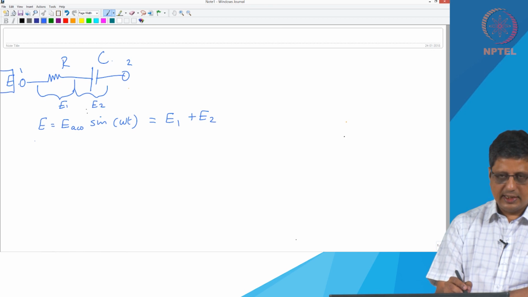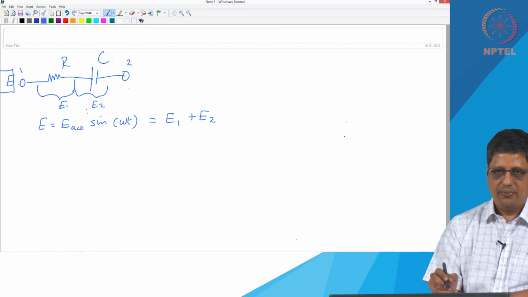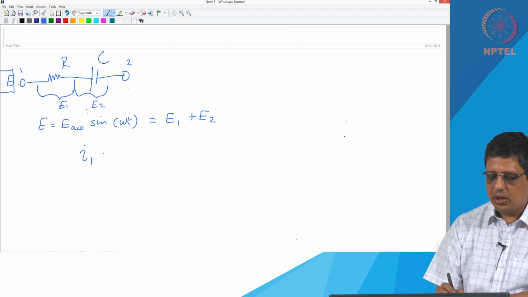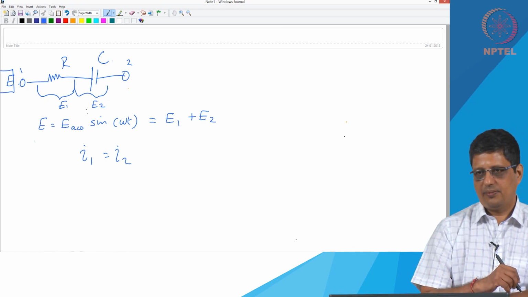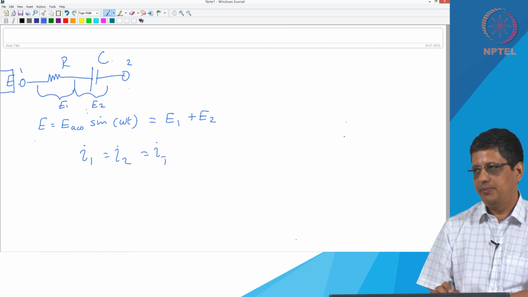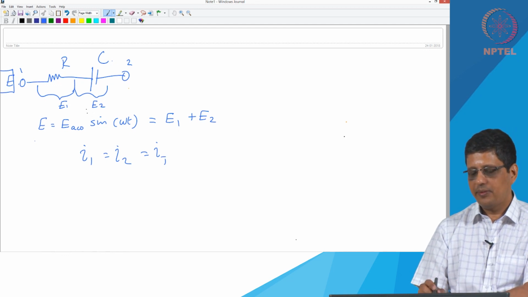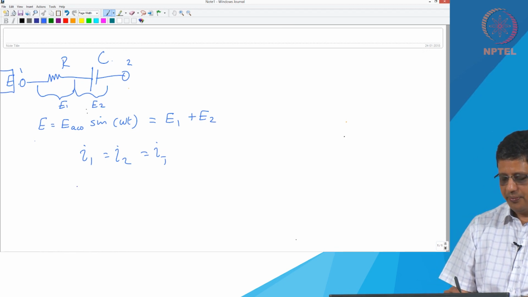Now the current through the resistor has to be the same as the current through the capacitor. Whatever current comes here has to go. So I will write I1 equal to I2, and that has to be equal to the total current that we measure. Now the relationship between I1 and E1, we know that.